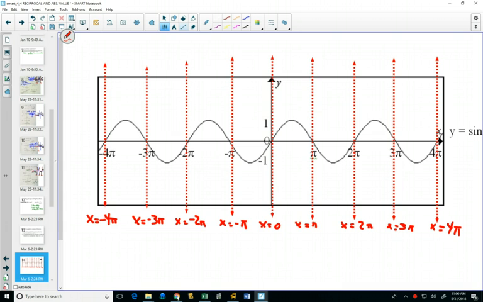Will we have a horizontal asymptote? Remember, we have a horizontal asymptote when our original function's y values get really, really big or really, really small. But in this case, they don't. The biggest your y values get is 1. The smallest your y values get is negative 1. So there's no horizontal asymptote.